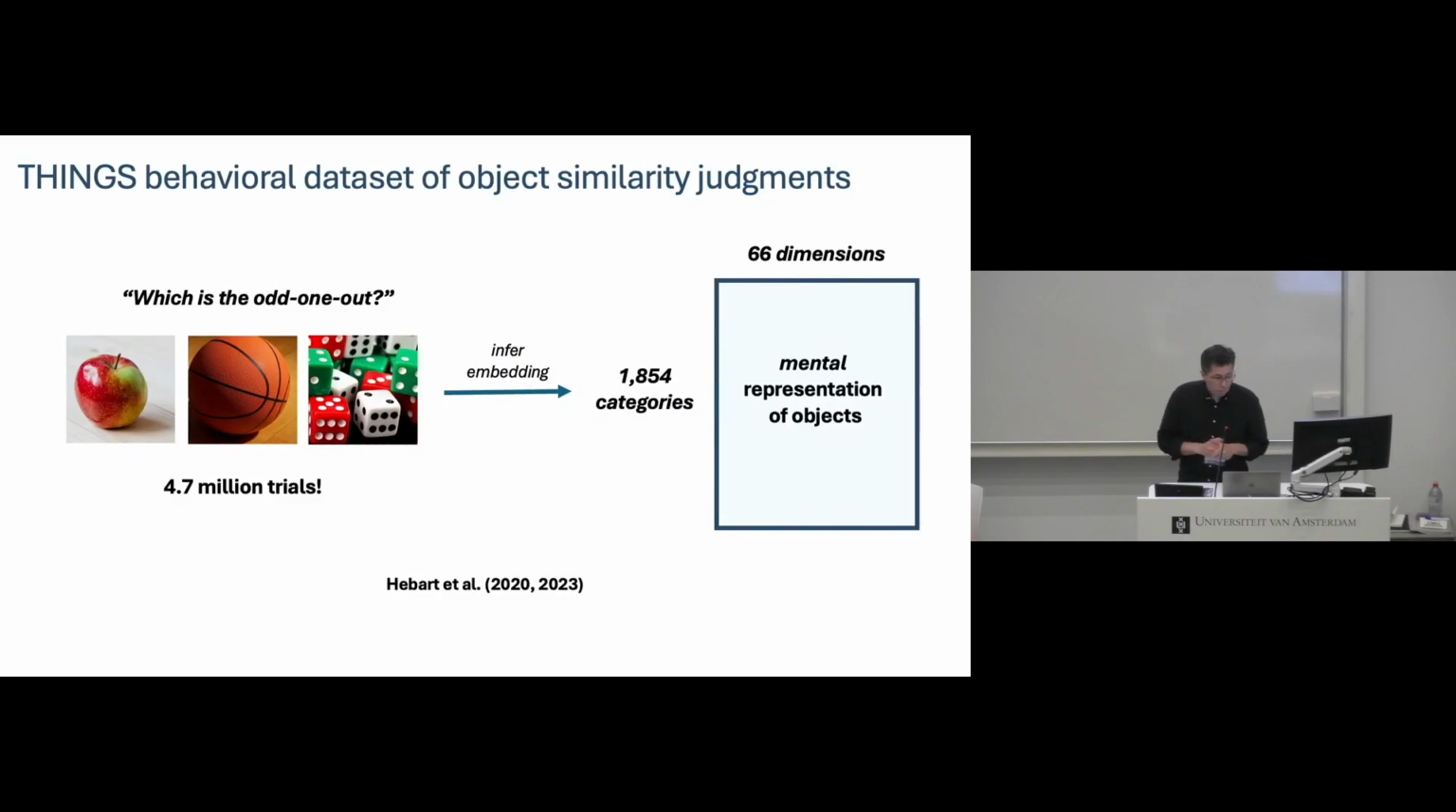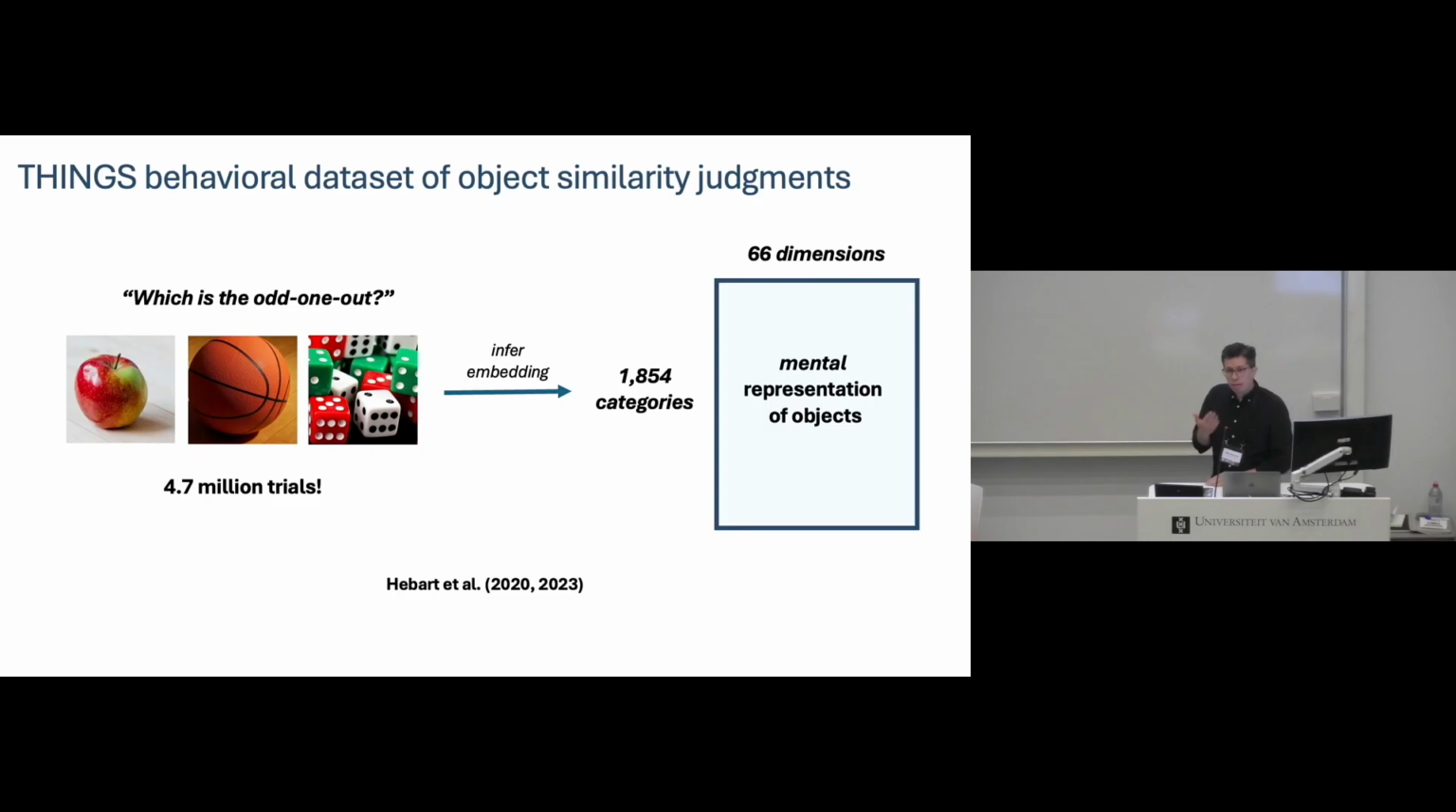So we addressed this question using the things data set from Martin Hebart and colleagues. So this is an amazing large-scale multimodal data set. It has behavioral and neuroimaging data for a large and diverse set of natural images of objects. The behavioral data is from a version of a similarity judgment task that's called the odd one out task. Subjects see 3 images on the screen. They have to decide which 2 images go together and which one is the odd one out.